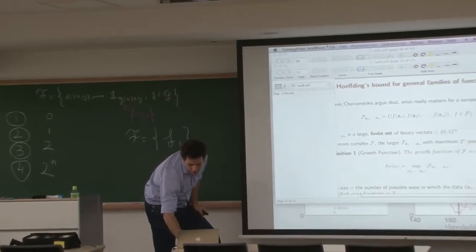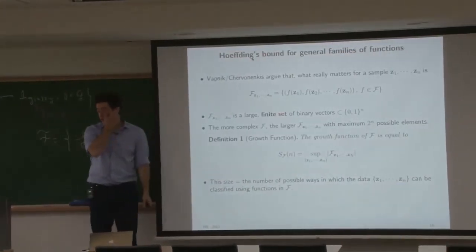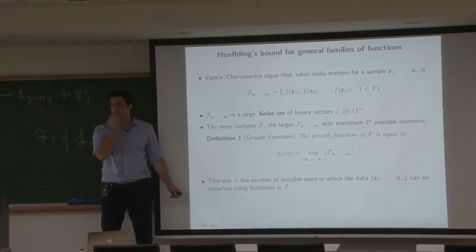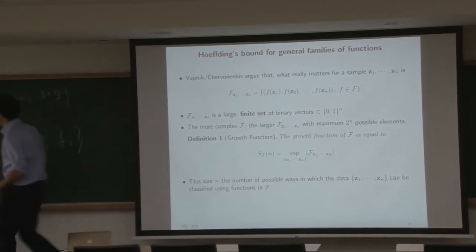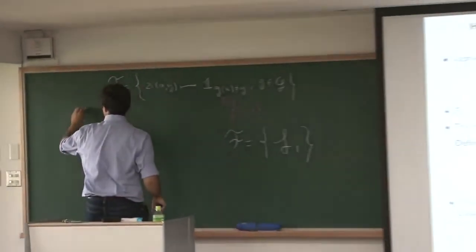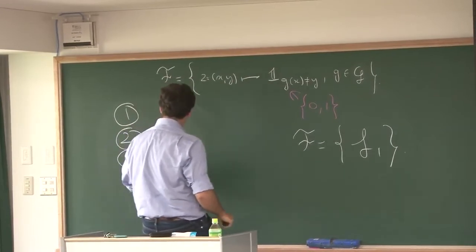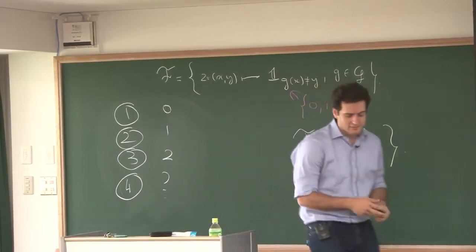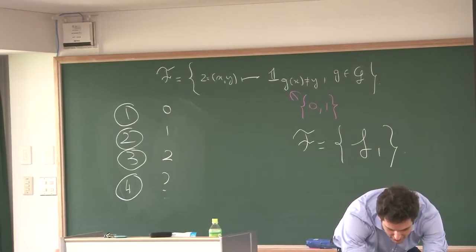if I have two functions, can you give me for sure what is the size of the set? If I have two functions, what would be the size of f? What can it be? That's it. 0, 1, 2, 4, I don't know.